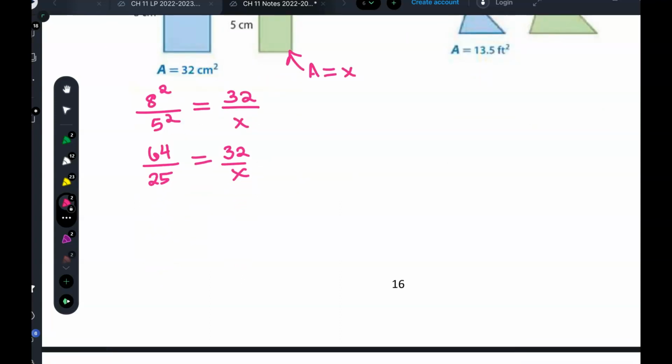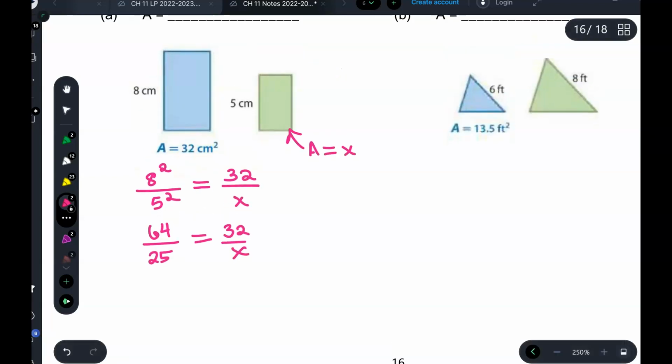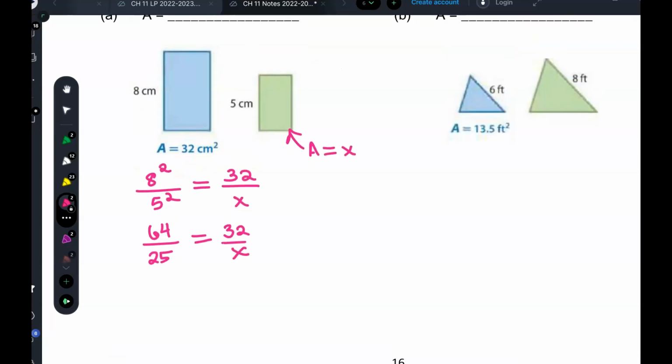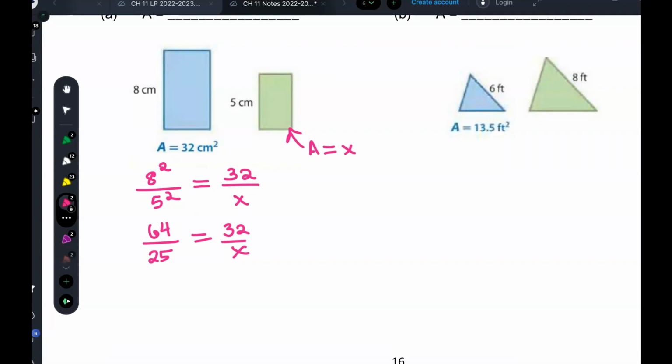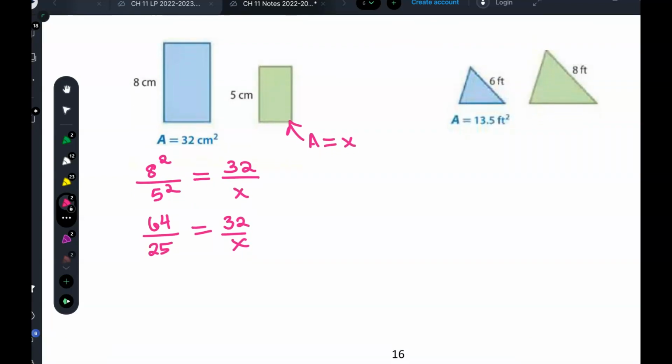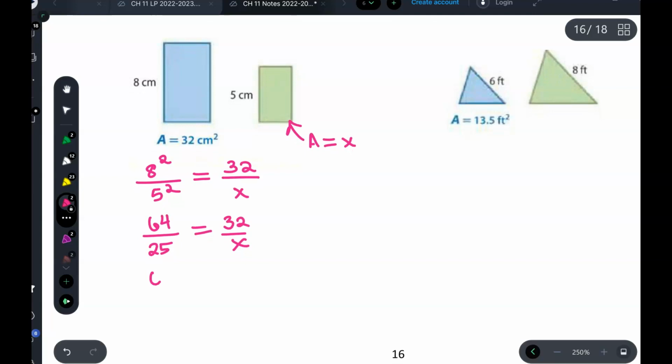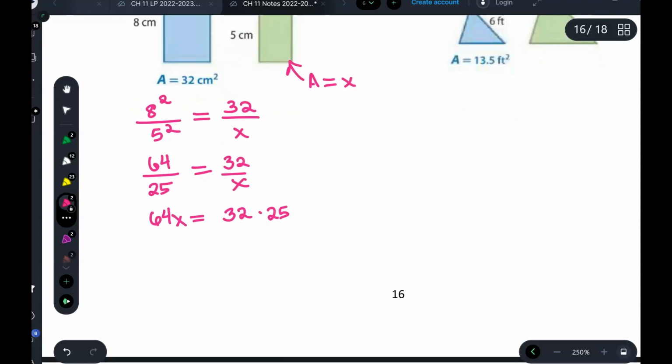Why are you doing it to 32 over x? Because you have to match it to the 8. Okay, now what? 64x equals 32 times 25. I'm just going to leave it as 32 times 25.